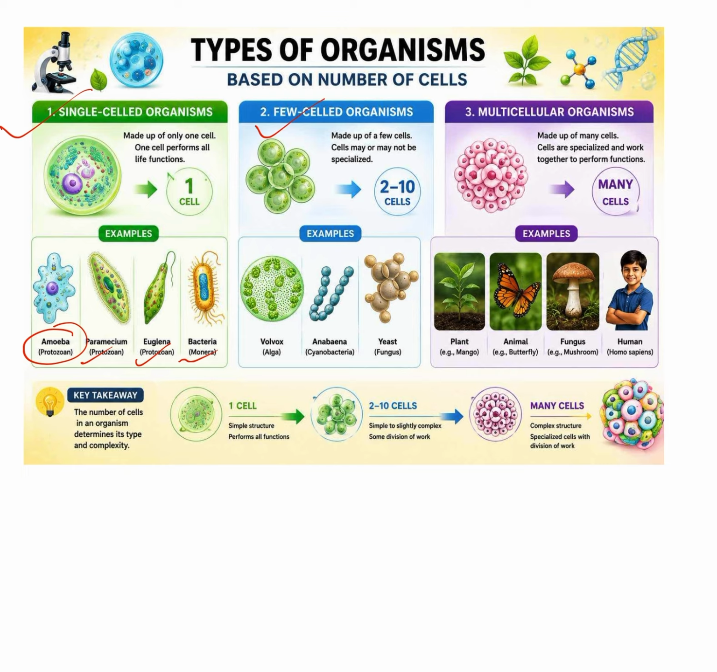Then we have few-celled organisms, for example volvox, which is an alga, then anabaena, yeast. We are familiar with this name, yeast, very familiar. Remember anaerobic respiration and the end products. Yeast is one of the most important here.